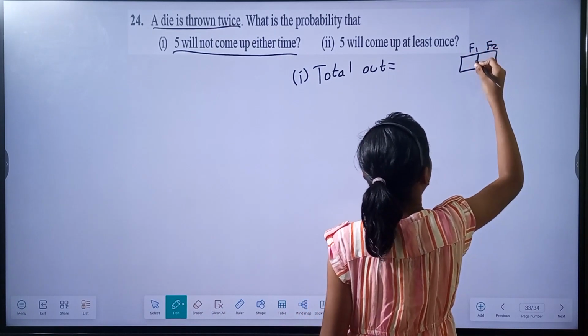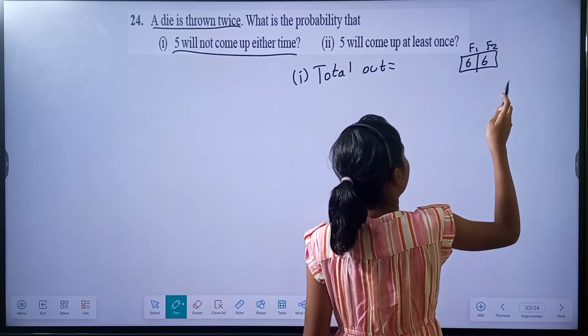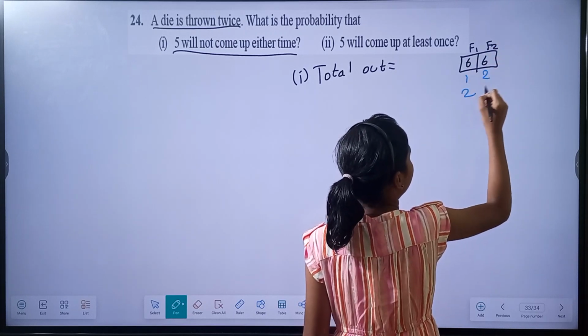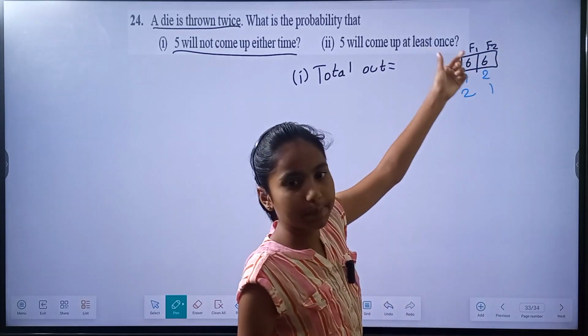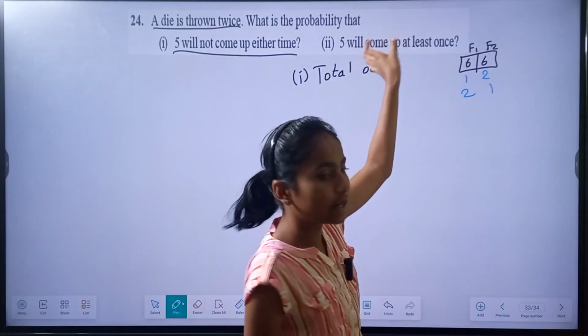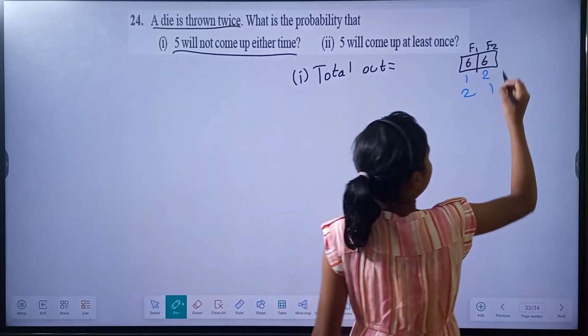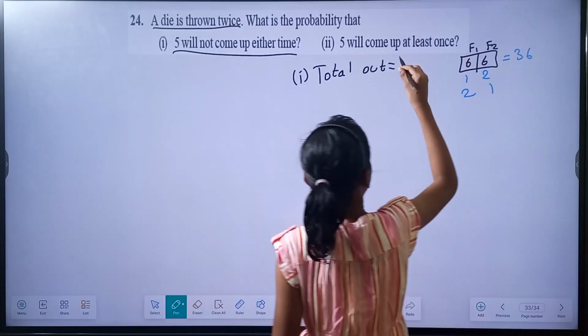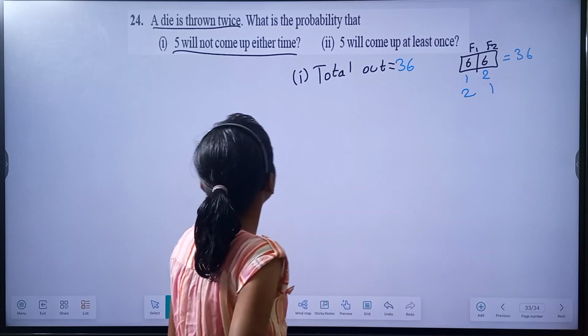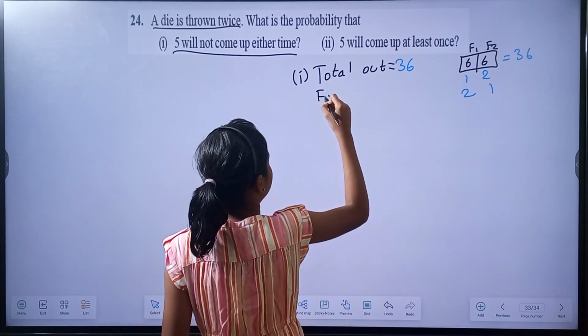Flip 1, flip 2 have 6 ways, 6 ways. And if we got 1, 2, and 2, 1, these both are different because they have flipped the dice 2 times. We can write this equal to 36. Now the favorable outcomes.